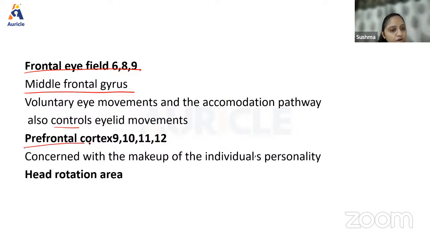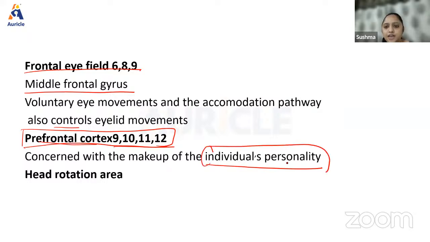Then I have the prefrontal cortex, areas 9, 10, 11, 12, concerned with an individual's personality. If these prefrontal cortex areas 9, 10, 11 are gone, the personality of an individual is gone. Sometimes, guys, if somebody performs a frontal lobectomy for some tumor, you see a completely different person altogether. That person will be lost. His personality will be lost after those complex surgeries. So this prefrontal cortex is the one that determines an individual's personality, which is very important.